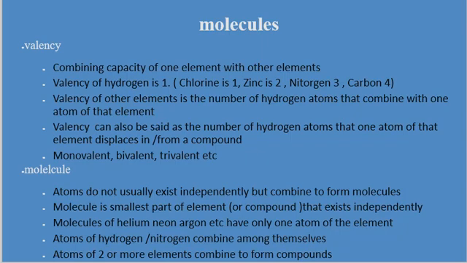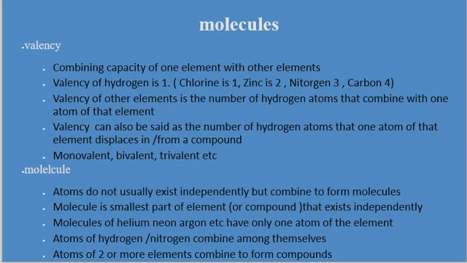Atoms also sometimes do not exist independently. They combine to form molecules. So a group of atoms is called a molecule. Now when we say atoms combine to form molecules, how do they combine? That is why we have to know about valency.